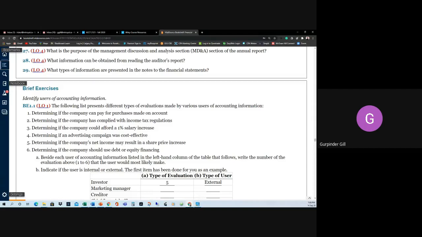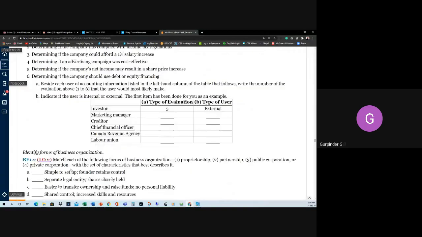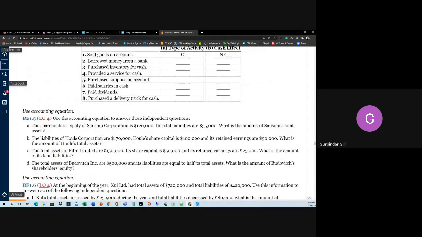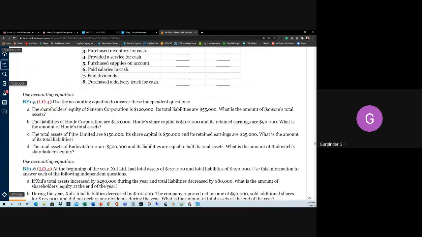Always something new. All right, guys, oh, I'm looking at the wrong one there. Okay, this. So BE 1-5. We are using the accounting equation. Now, does anyone know what an accounting equation is?